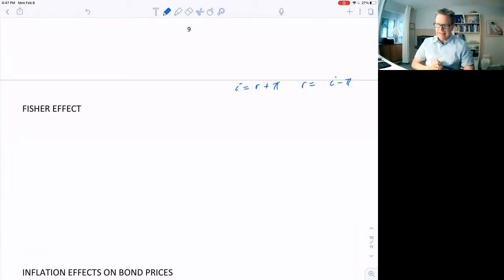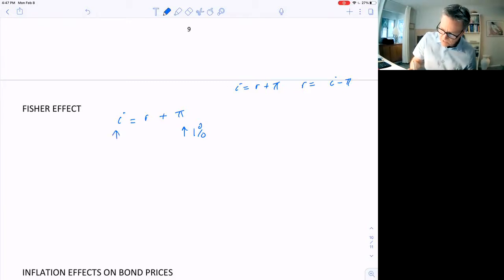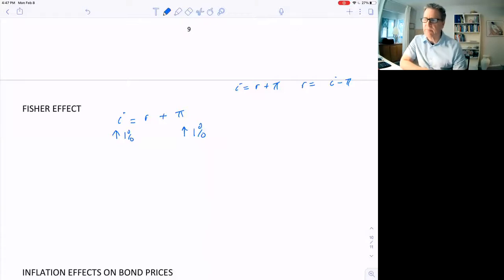The Fisher effect is different. The Fisher effect is that if inflation increases, it will increase the nominal interest rate, i, 1 for 1. So if inflation goes up 1%, that will increase the nominal interest rate by 1%. i will go up 1%. And the real interest rate won't be changed. Inflation goes up 2%, nominal interest rates go up 2%.